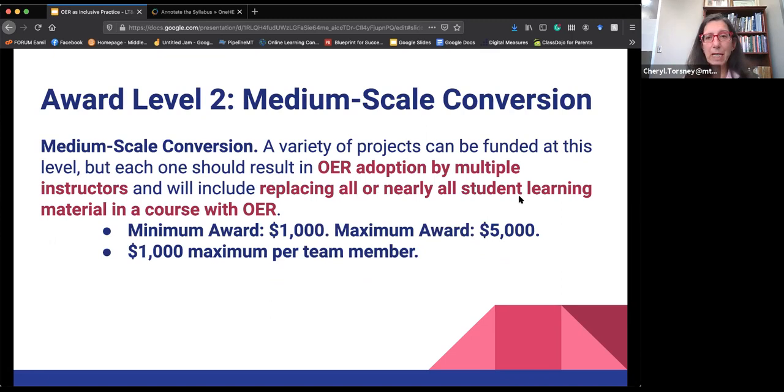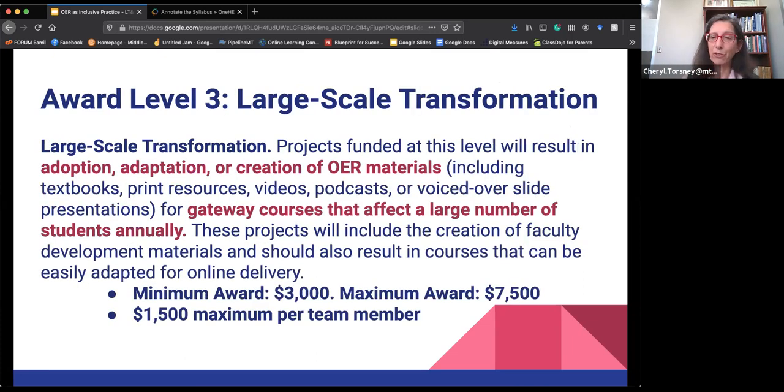Something bigger is the medium scale, right? Every one of these awards should result in an OER adoption by multiple instructors, replacing student material with OER. And these grants are a little bit bigger, right? In fact, twice as much.